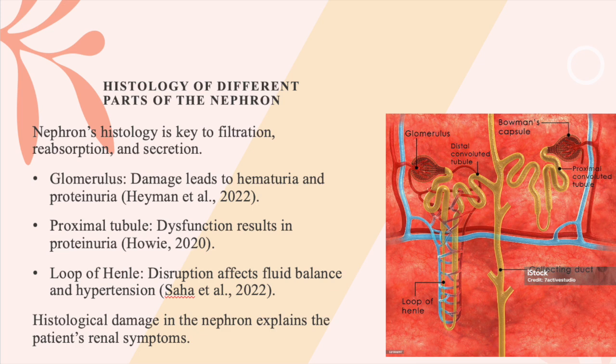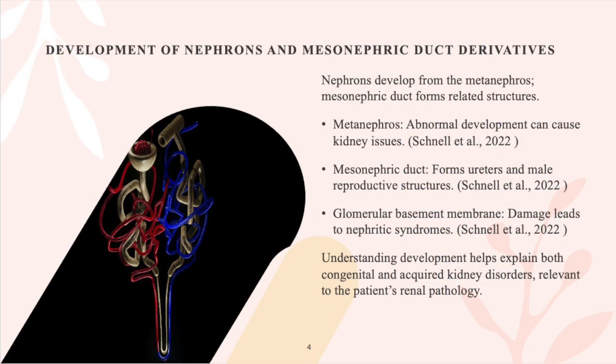Disruption of the loop of Henle could also contribute to a water electrolyte imbalance, worsening the patient's hypertension. The nephron's histology explains the patient's hematuria, proteinuria, and red blood cell cast, indicating significant disruption in the glomerular filtration barrier. Now, when talking about development of the nephrons and derivatives of the mesonephric duct, we'll start with the disruptions.